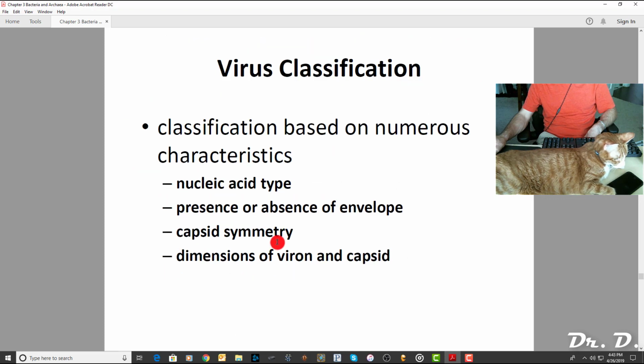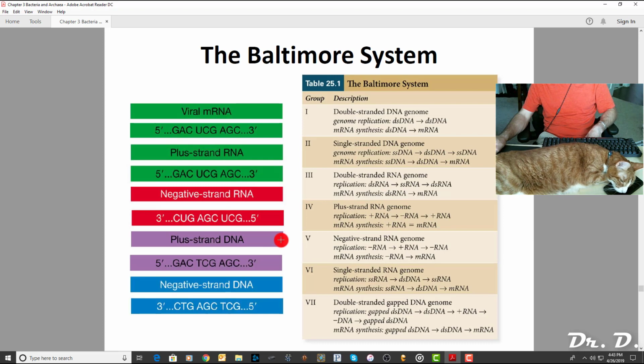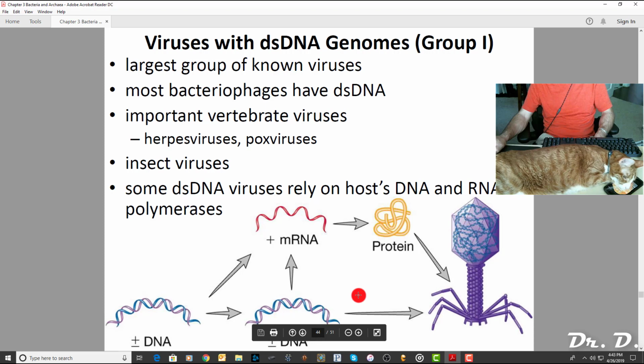What else do we need to know about viruses? Remember these 7 groups here? We need to understand groups 1, 2, 3, 4, 5, 6, 7. Please know group 1 is the double-stranded DNA genome. Group 2 is the single-stranded DNA genome. Know that group 3 is the double-stranded RNA genome. Group 4 is the plus-strand RNA. Group 5 is the negative-strand RNA. Group 6 is the retroviruses, and group 7 are the gapped viruses. Do you know that, please?